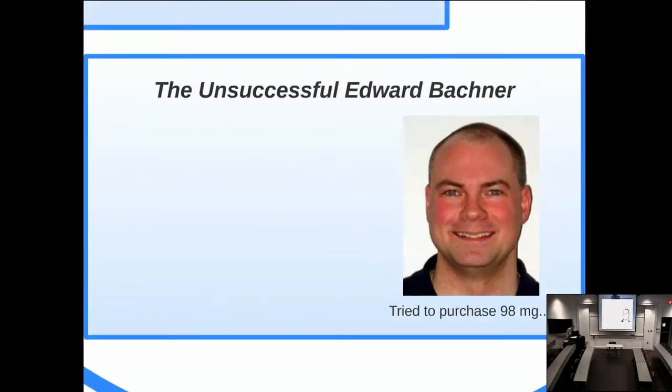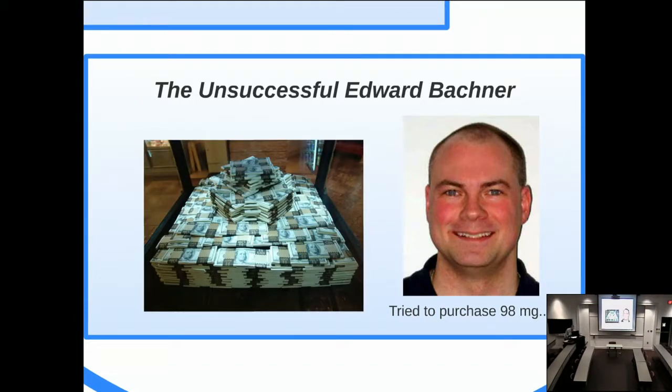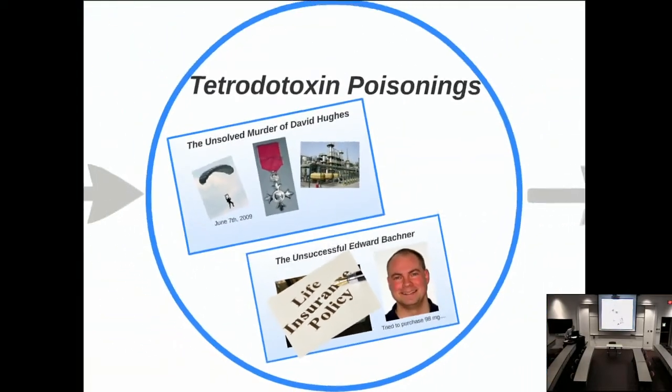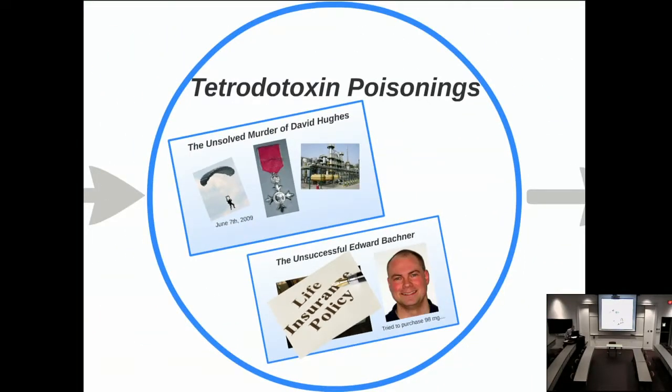Another case was Edward Bachner, and he actually tried to purchase 98 milligrams of tetrodotoxin. Of course, this type of chemical is monitored very carefully. And so he was put on suspicion, and he was actually convicted of trying to kill his wife, because he had a life insurance policy on her for $20 million. So he had 20 million reasons to kill his wife. So those are a couple of tetrodotoxin poisonings.